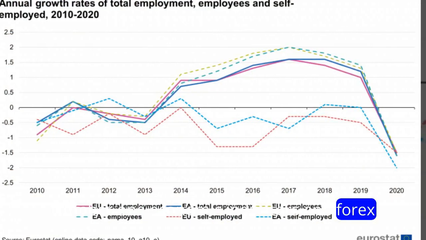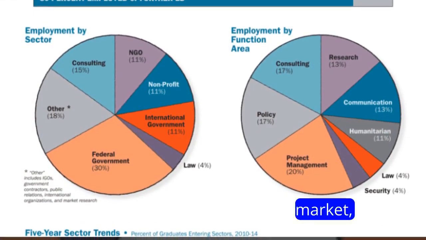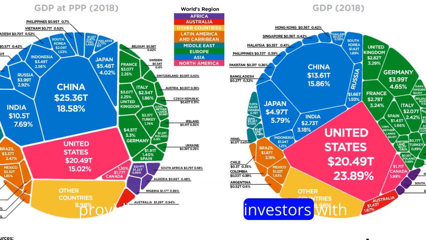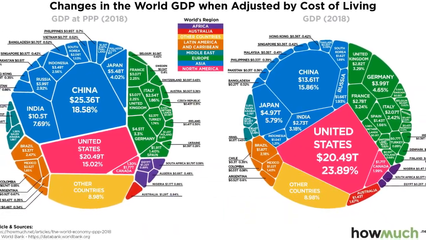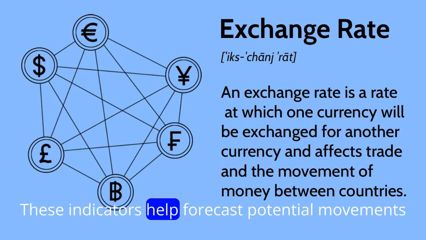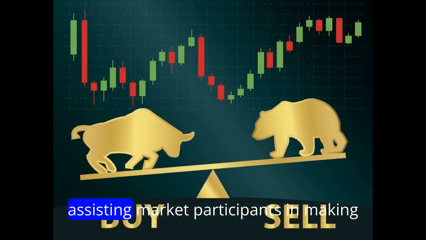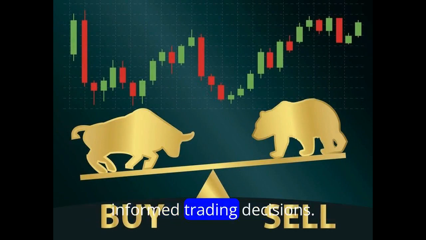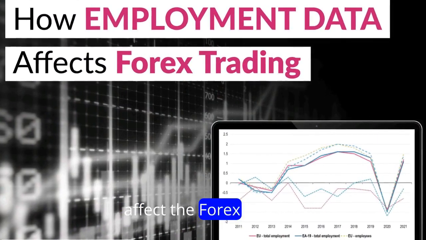Number 1. Economic indicators and Forex. Economic indicators play a crucial role in the Forex foreign exchange market, providing traders and investors with valuable insights into the economic health of a country or region. These indicators help forecast potential movements in currency exchange rates, assisting market participants in making informed trading decisions. Here's an overview of how economic indicators affect the Forex market.